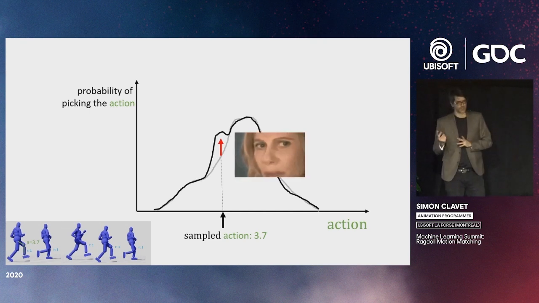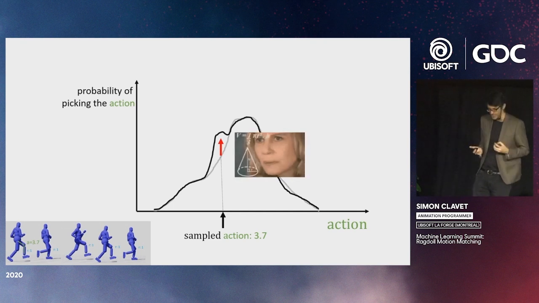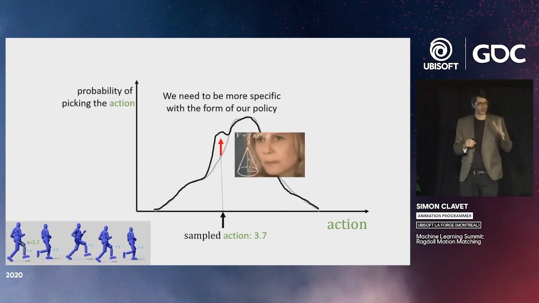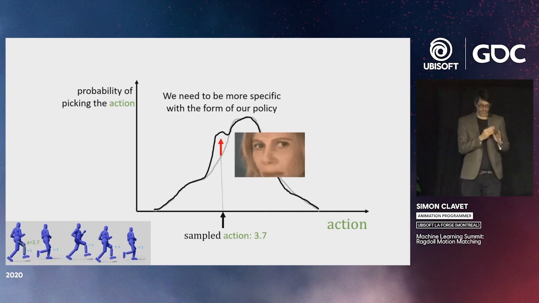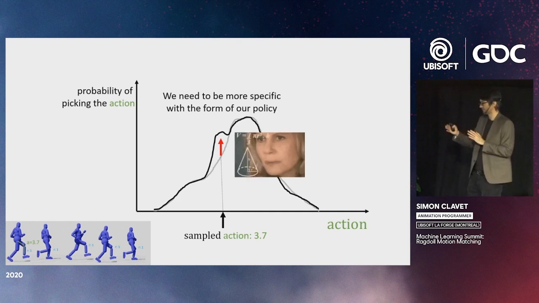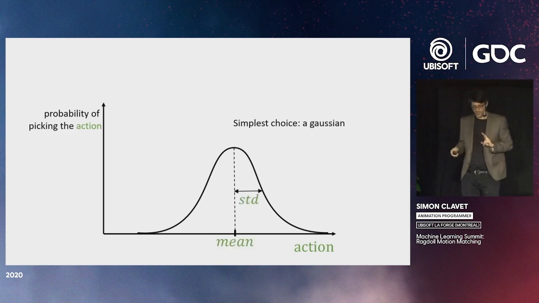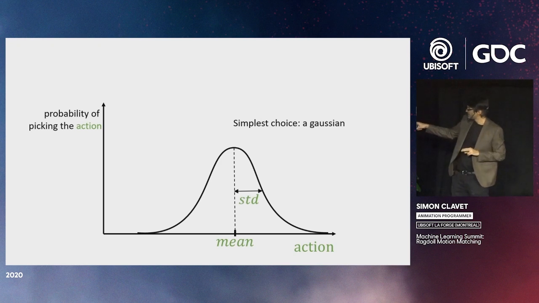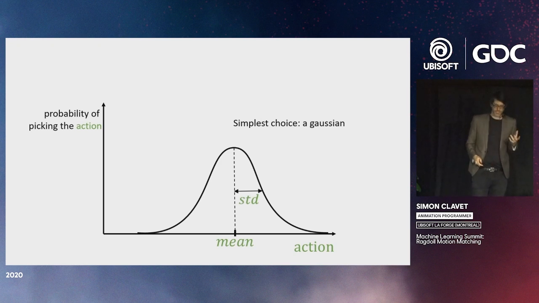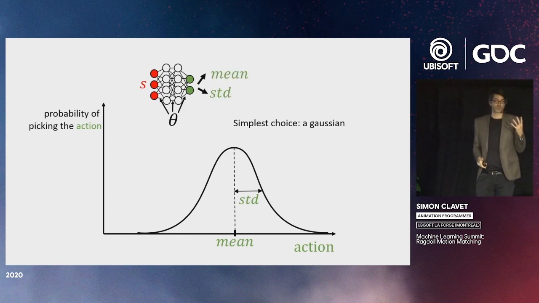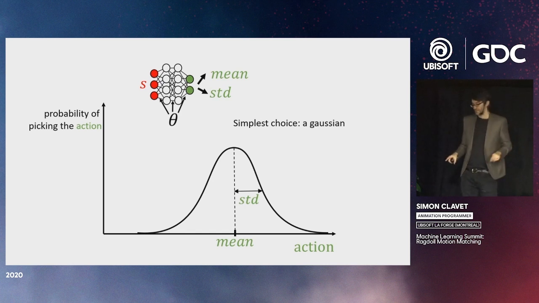But that's weird, how are we going to actually do this? We need to be more specific about the form of our policy. We won't do a big table, like the tabular thing. We want to be more specific. So the simplest choice is to just pick a Gaussian, a simple curve with just two parameters, the mean and the standard deviation. And now the idea is that our little neural network that was supposed to give us our action will give us instead the parameters of this distribution of actions.